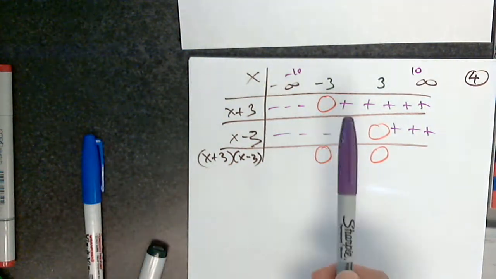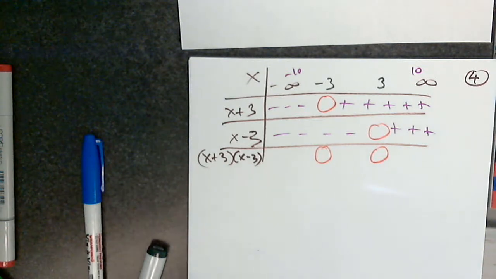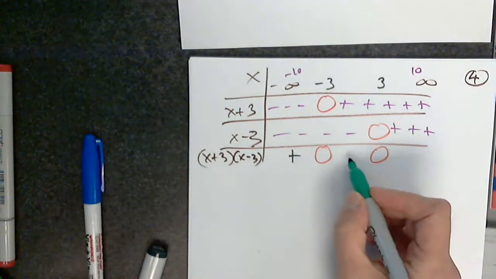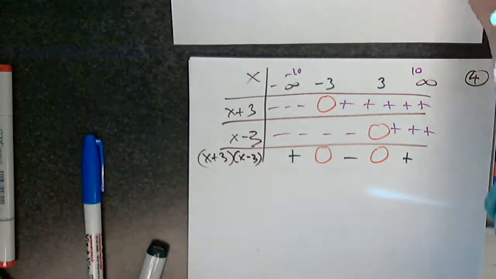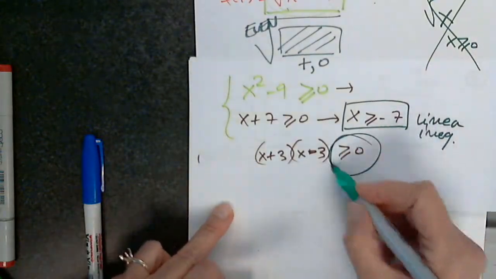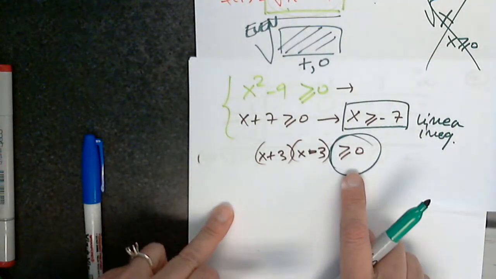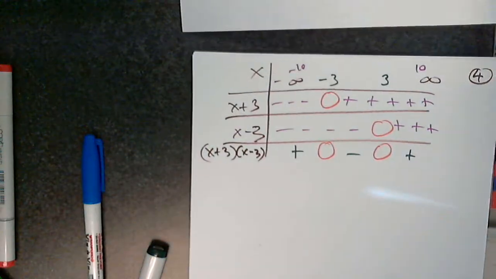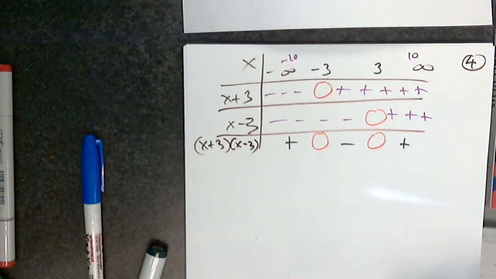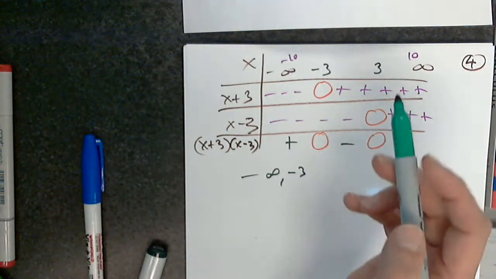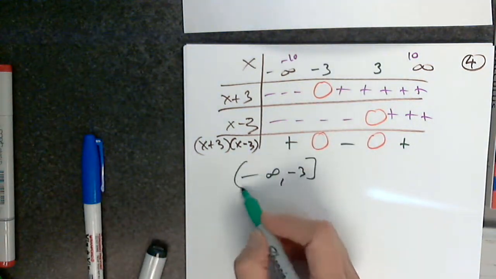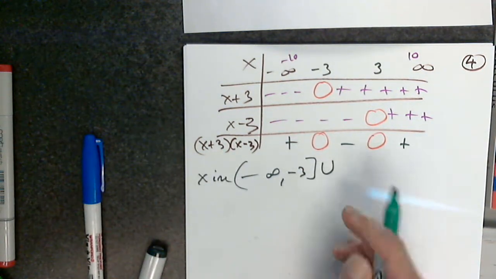Okay, so now I have 3 subintervals. Sign on the first one, please. Second one, and last one positive. Now, tell me what I have to write. What sign is greater than or equal to 0? What do I pick? Negative infinity to negative 3, it includes 0. So x in the interval, union, what?